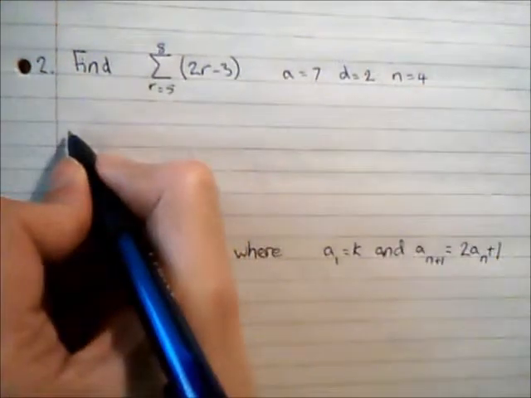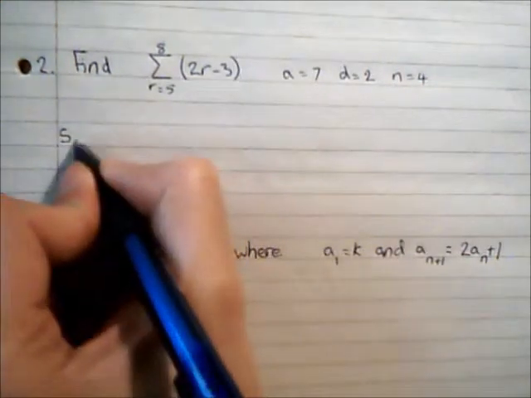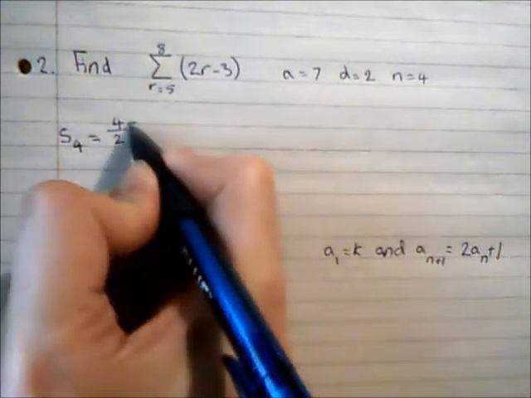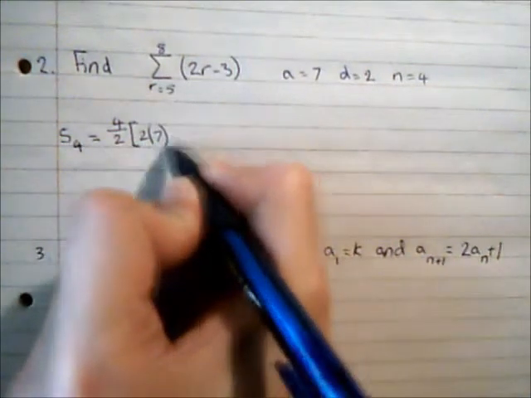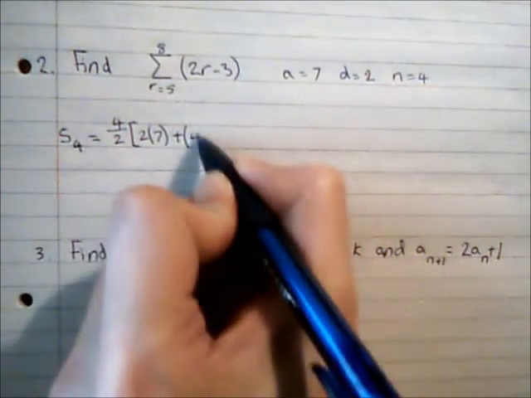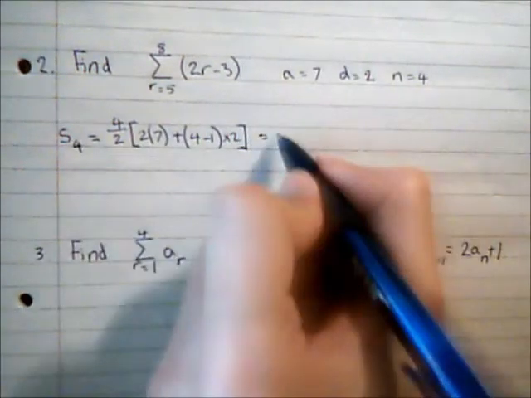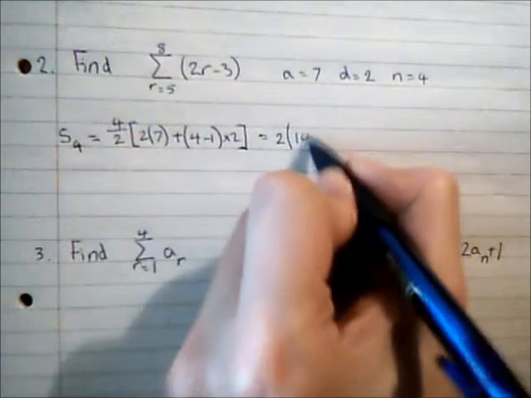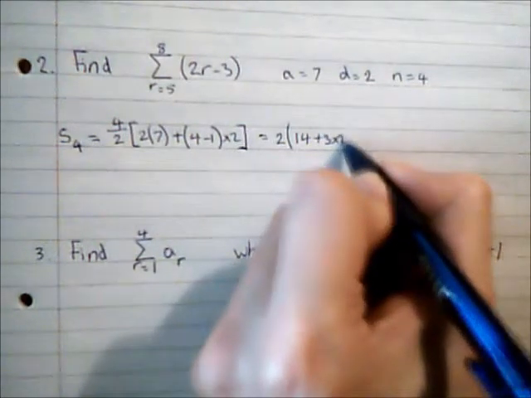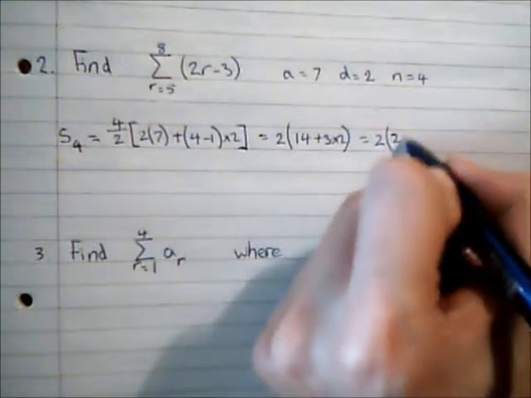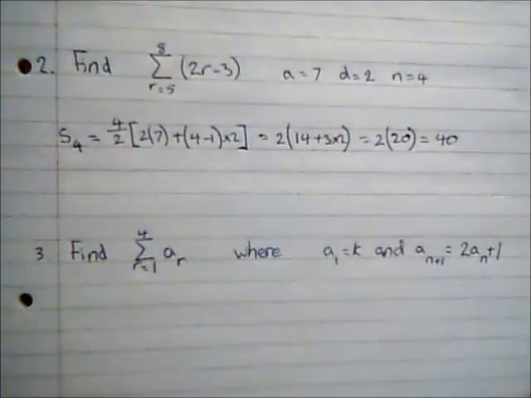And now I can use the sum of a series formula, so when n is 4, 4 over 2 lots of 2a plus n minus 1 d, so that's 2 lots of 14, add 3 times 2, which is 2 lots of 20, and so that gives me the sum of the terms that I need, which is 40.